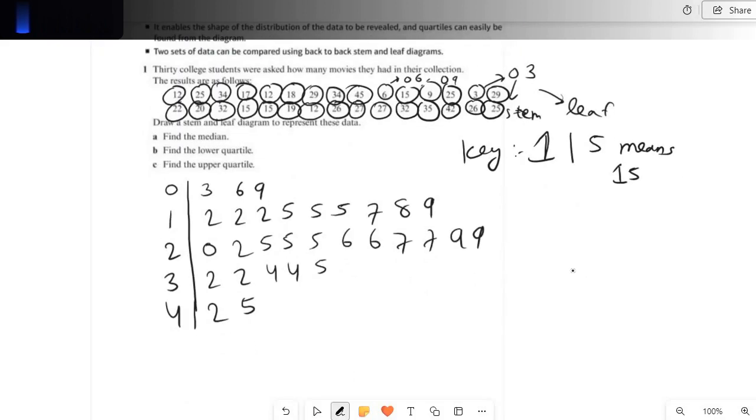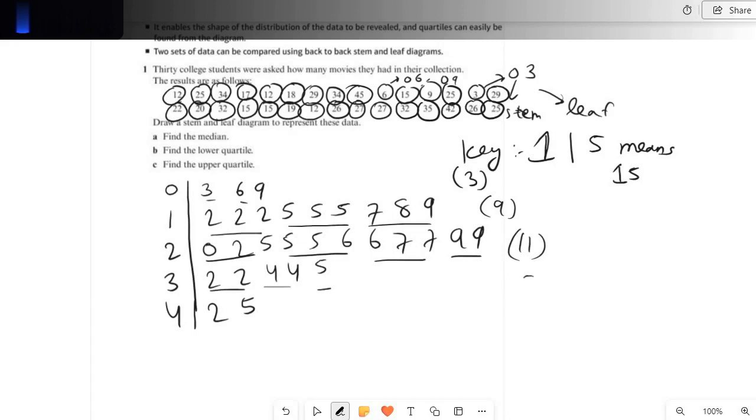We can note down how many numbers are there. For the first one, there are 3 numbers, 1 2 3. For the second one, we have 3 6 and 9, so there are 3 numbers in the second row. For the stem of 2, we have 3 6 9 10 and 11, so there are 11 numbers here. After that, we have 2 4 and 5, so there are 5 numbers, and at the end we have only 2 numbers. And this is our completed stem and leaf diagram.